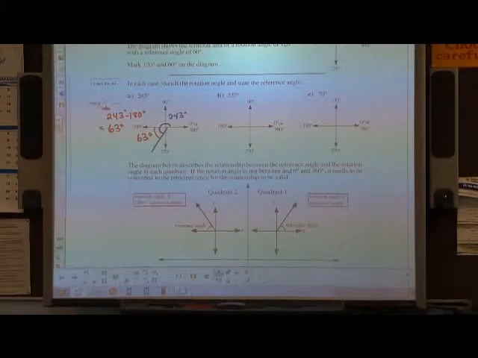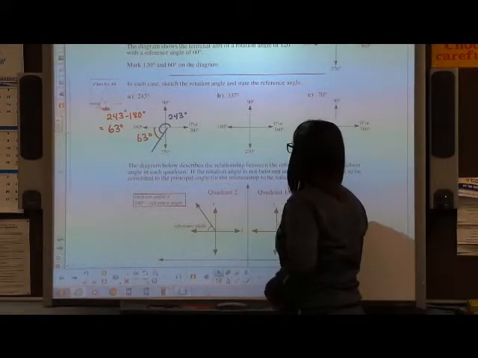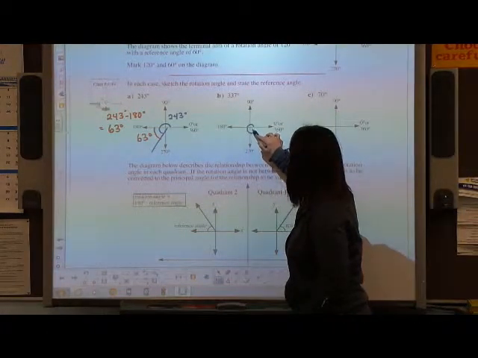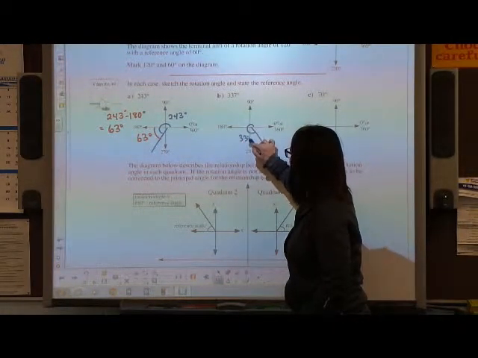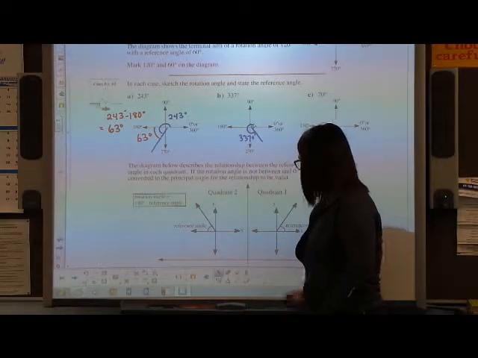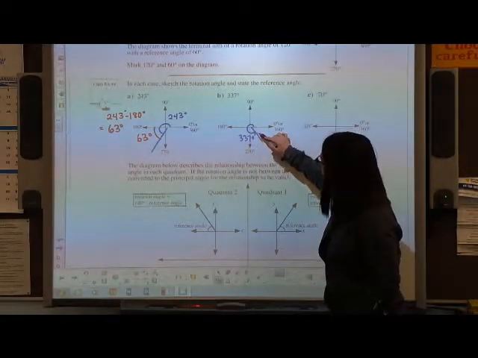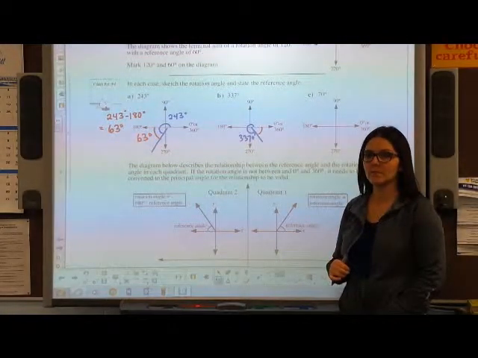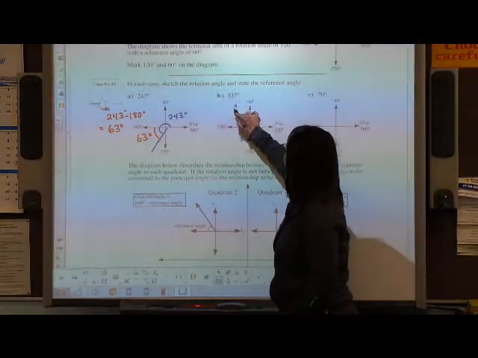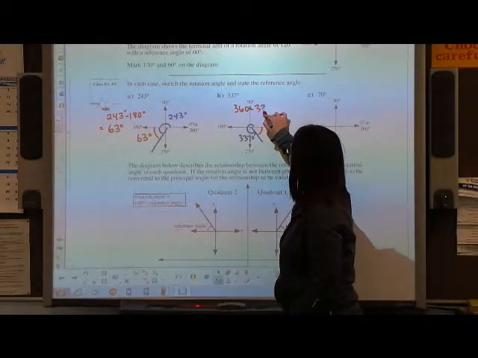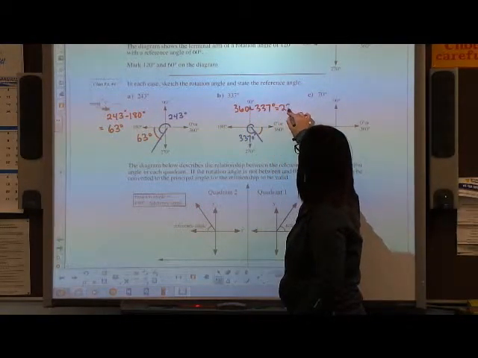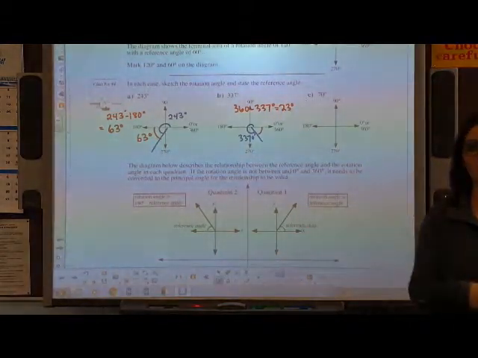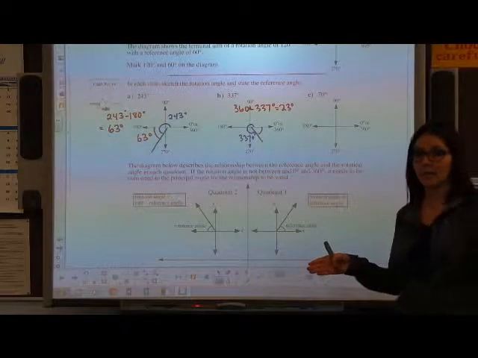So 337 degrees puts me in which quadrant? Quadrant 4. So there's my 337 degree rotation. Then my reference angle is this piece that goes up to the x-axis. How do I find out that angle? 360 minus 337. And what do I get? 23 degrees. So my reference angle is 23 degrees. Again, always double checking that the reference angle has to be between 0 and 90.